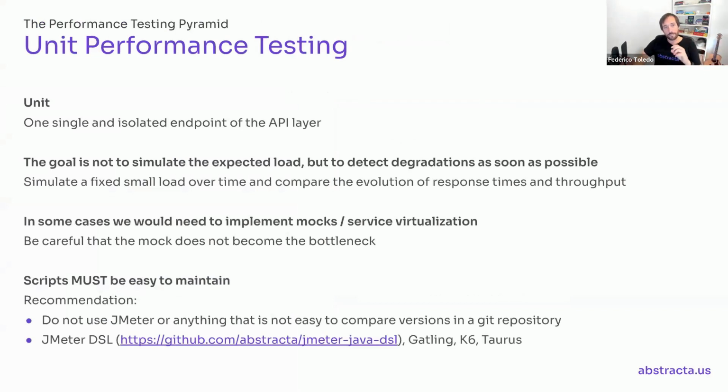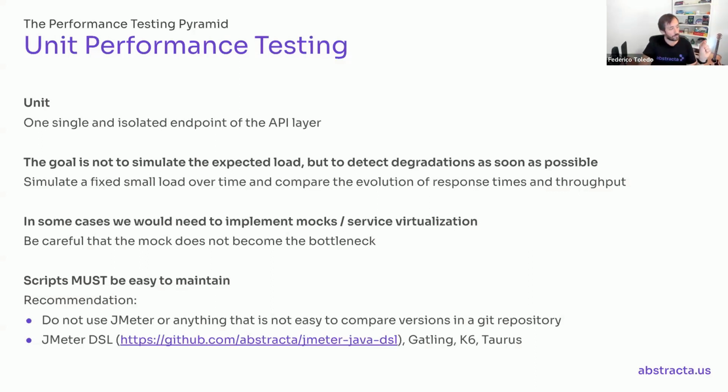Let's start with the unit performance testing layer. What I'm referring to here as a unit is one single and isolated endpoint, at the API layer, at the service layer. So the proposal here is to have small load simulations for each endpoint, or at least for the most critical ones. And the goal is going to be different than the typical, traditional load simulation. We are not trying to simulate the load that we are going to have in production. Instead, what we are going to try to do is to detect a degradation in the response time of that particular endpoint as soon as possible.